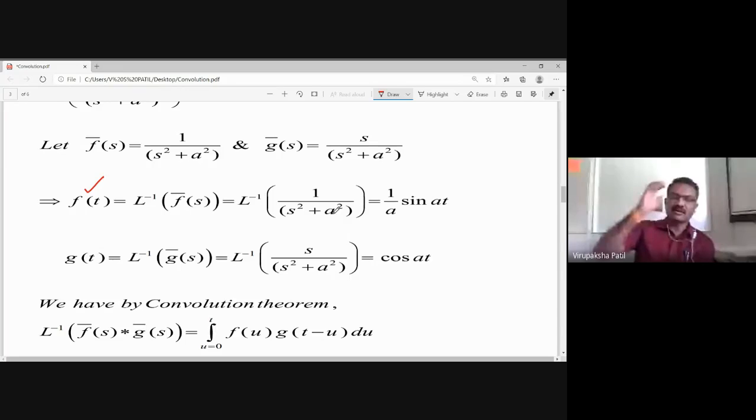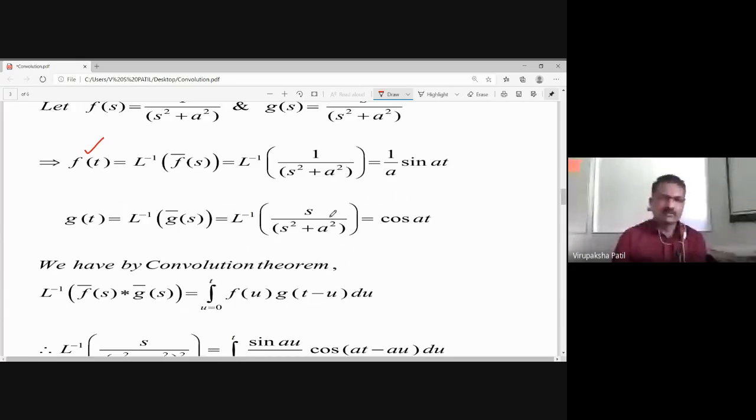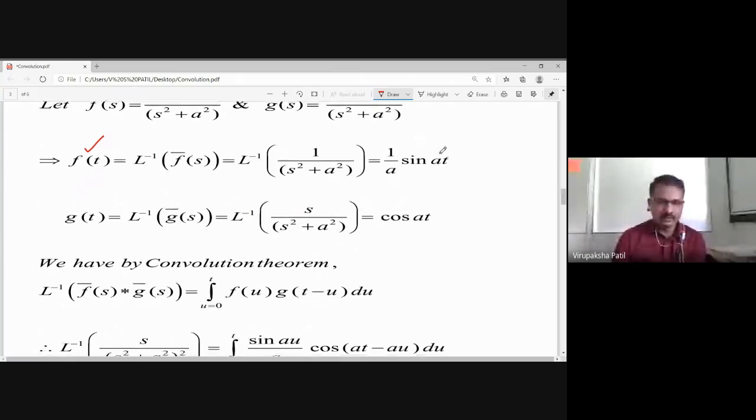Now find the... See, I forgot to say here, one minute. If you want, in the examination you can directly write down here by changing the t to u. You can directly write down your f of u. Your f of u becomes sine au divided by a. Then to find g of t, take the inverse of g bar s.